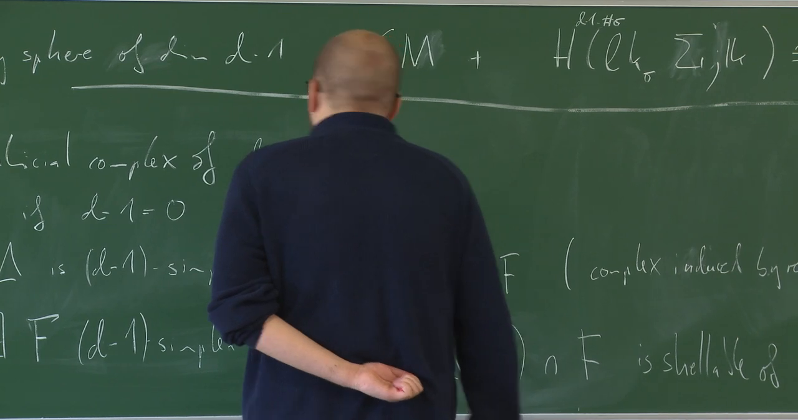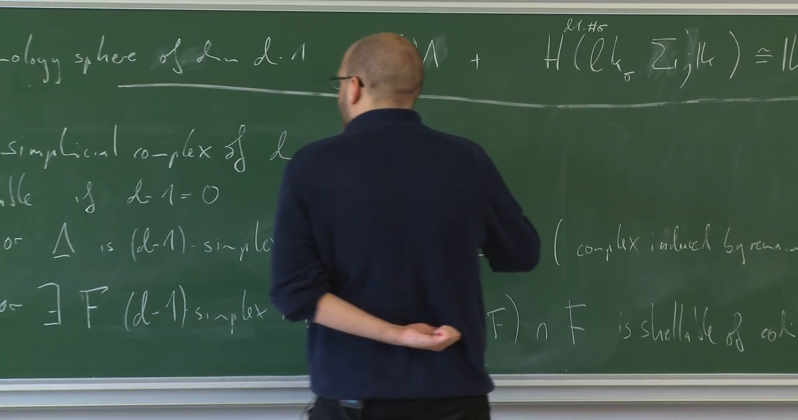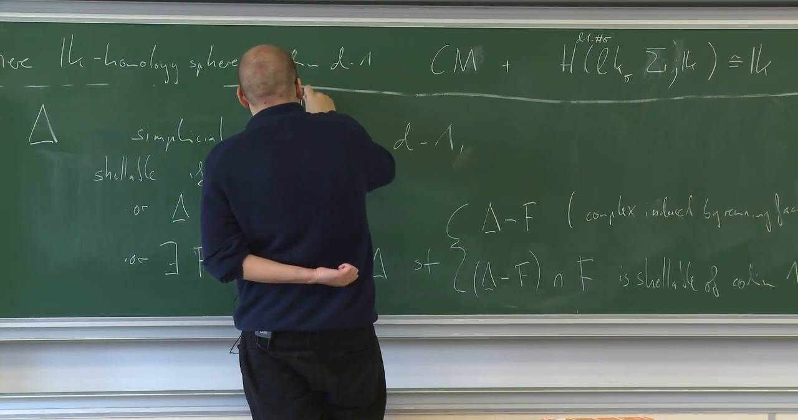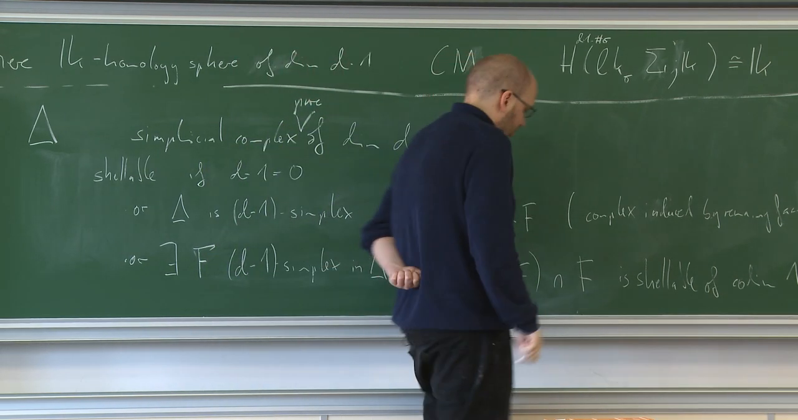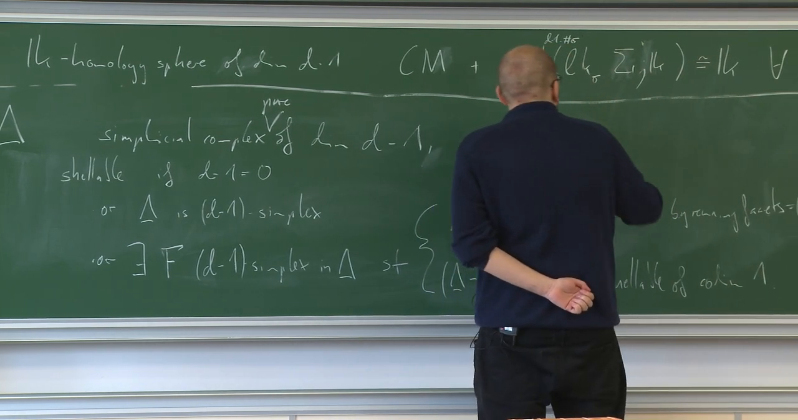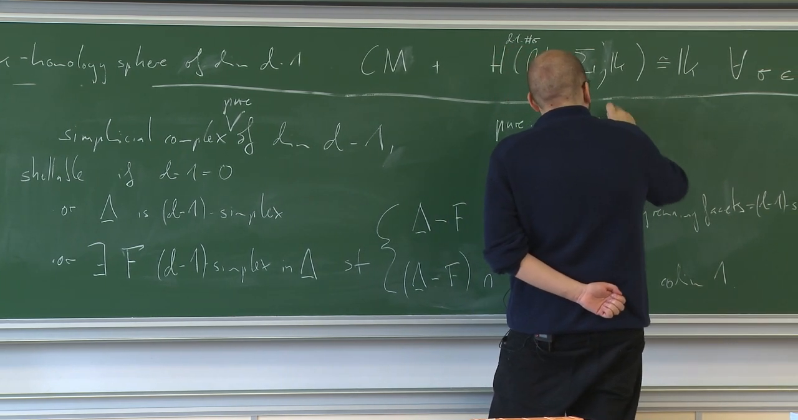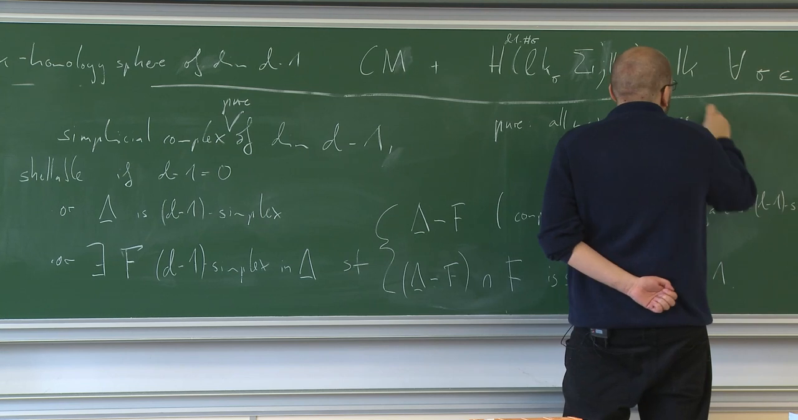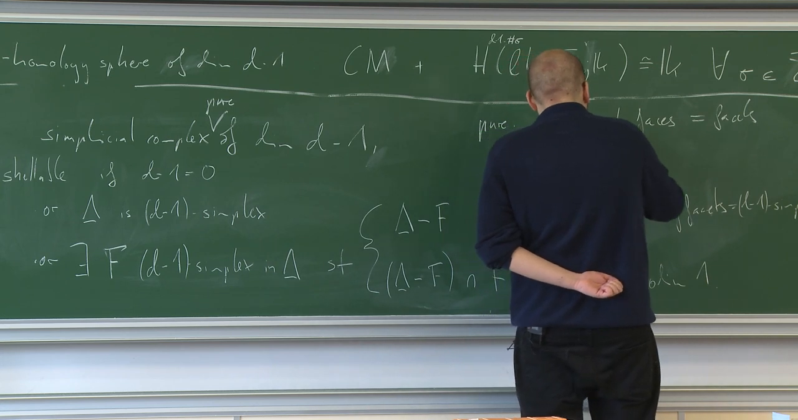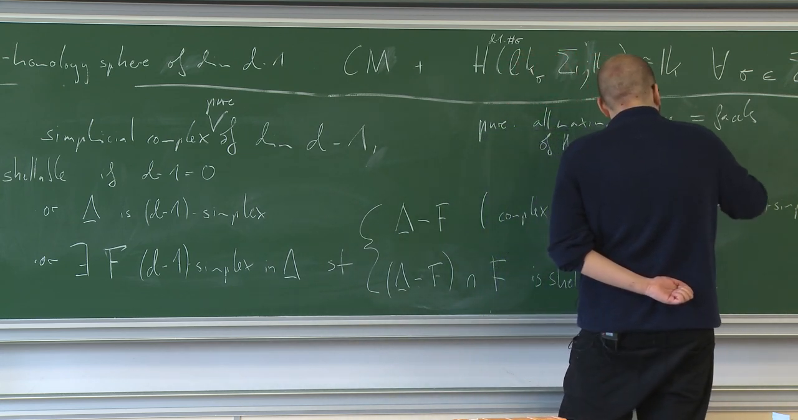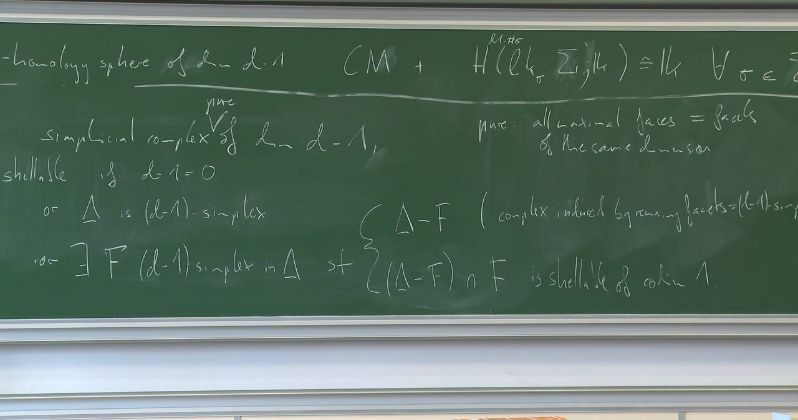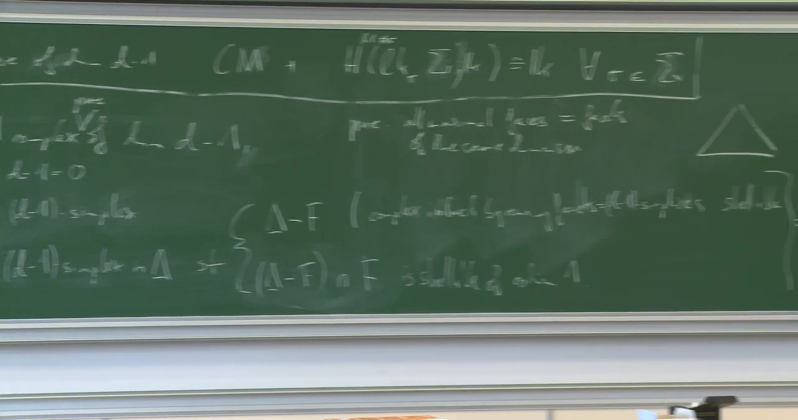Okay, so let me just say pure. It's a pure complex of dimension d minus 1. And pure means all maximal faces, which are called the facets, are of the same dimension. Thanks. Okay, so now pure is part of the definition.